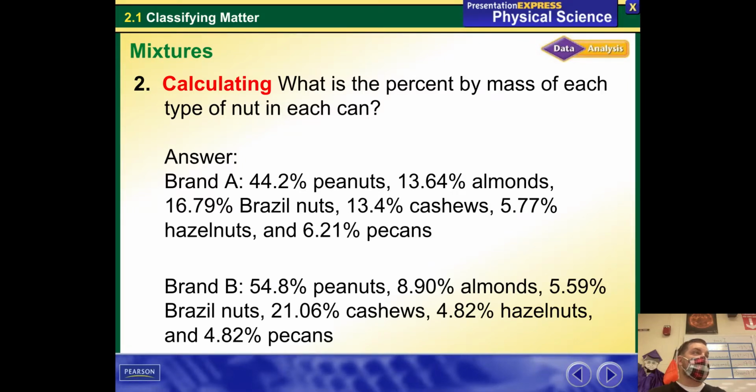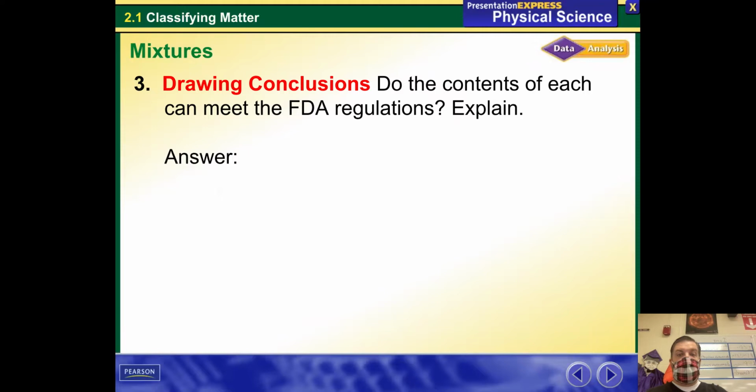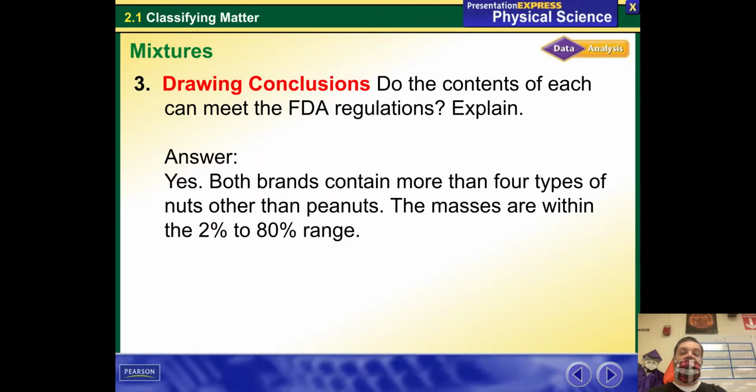Are they all mixed nuts? Yes. Are they the same proportions? No. Therefore, these are mixtures. If they were the exact same percentages, you might be able to argue that this is a pure substance. But it's not. It's just a plain old mixture. So drawing a conclusion, do the contents meet the FDA regulations? Yes. They both contain at least 4 types of nuts other than peanuts, and the masses are within 2 to 80% of the range.